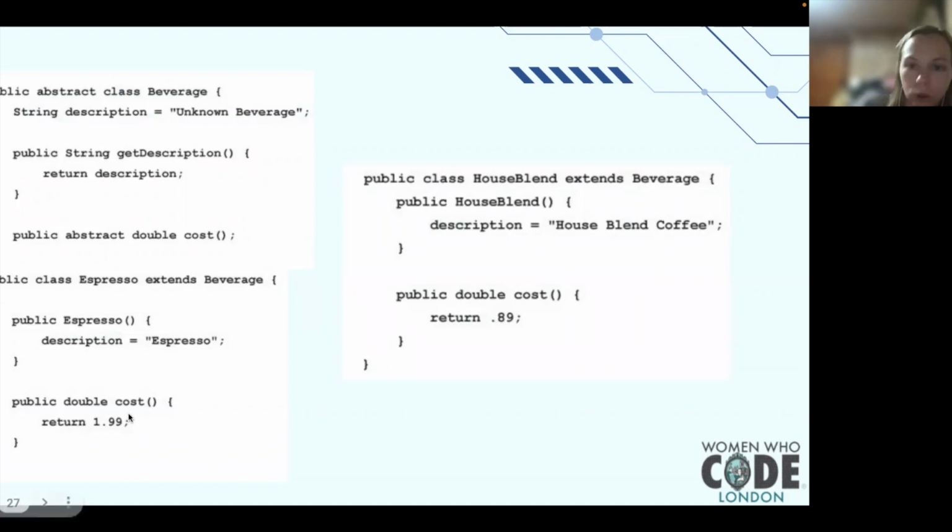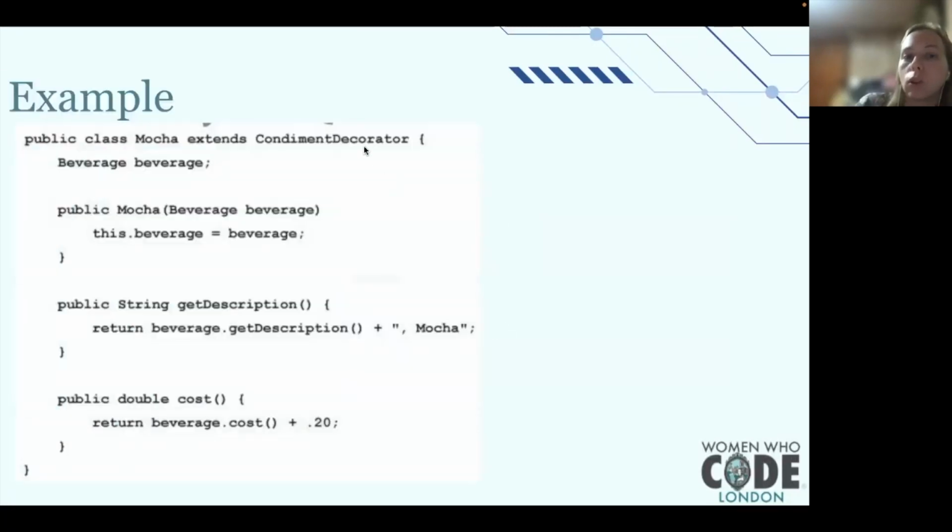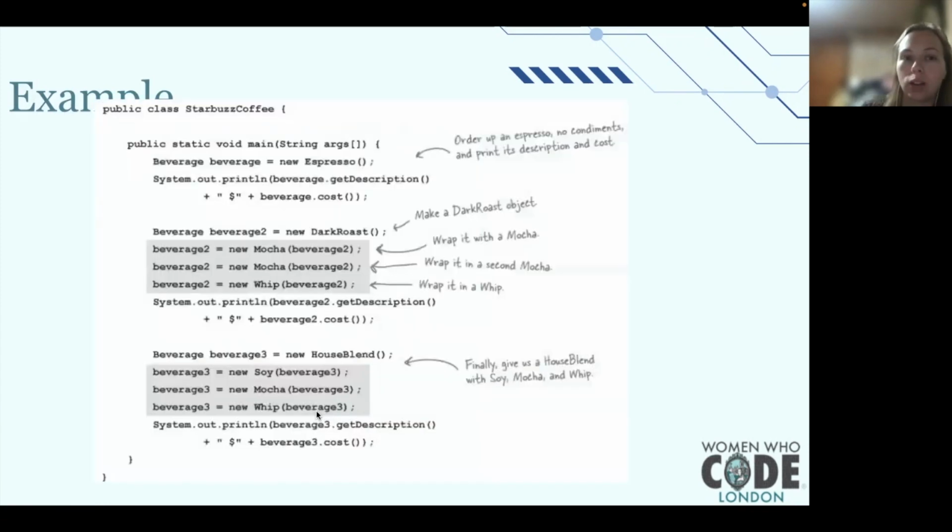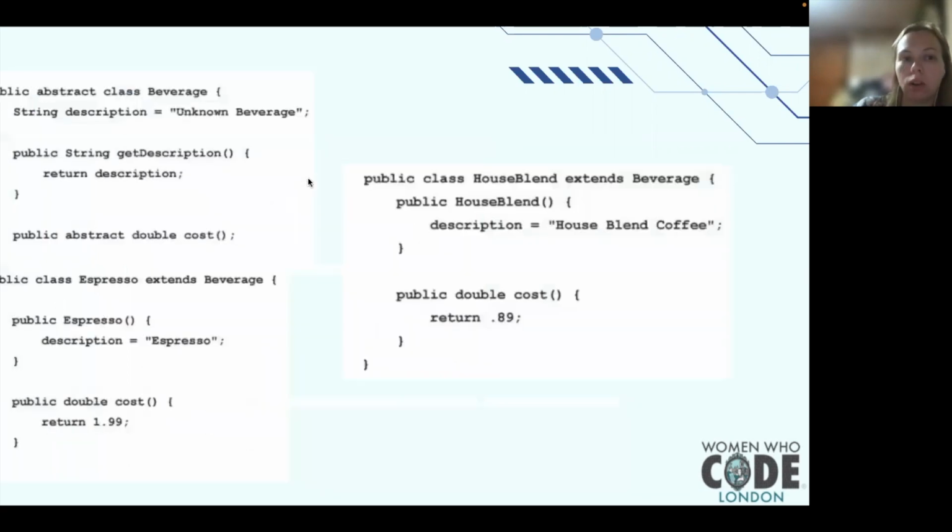Okay, so we create an espresso first, and we also create a house blend. They have different costs. Espresso has like 1.99, house blend is 0.89. What about the condiment? We create a mocha, and see, when we create a mocha decorator, it takes a beverage inside it. And whenever you ask for a description, it will give you a beverage description plus mocha, and it will take a beverage cost plus 0.20, right? So how does it work now? Imagine our main method. We have a beverage, we have an espresso, and this is just an espresso without any condiments. So if we want to print description and the cost, it will just take it from our original class from here. It will print espresso, it will print 1.99.